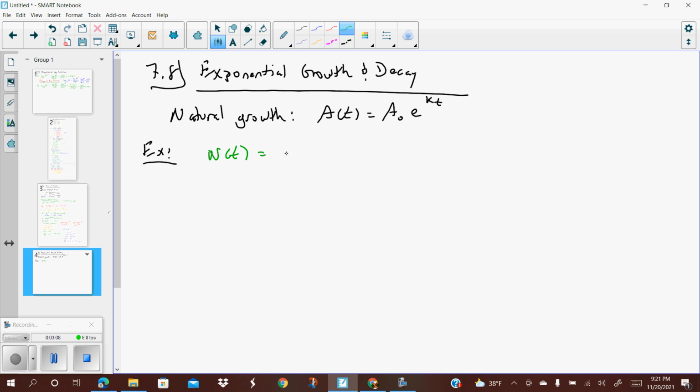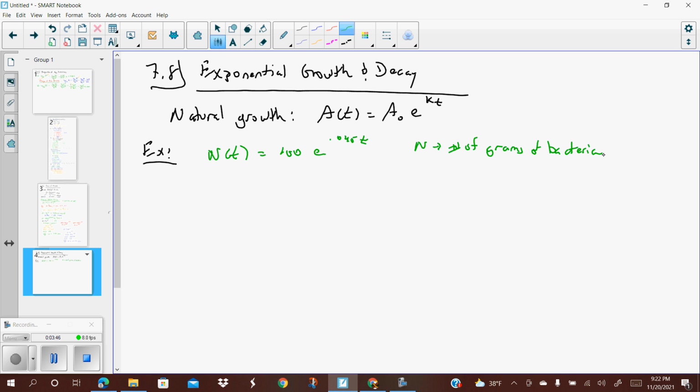And that's going to be equal to 100 e to the 0.045t. N is basically the number of grams of bacteria. So N represents the number of grams of bacteria. Not the actual number of bacteria, the number of grams of bacteria. Okay.